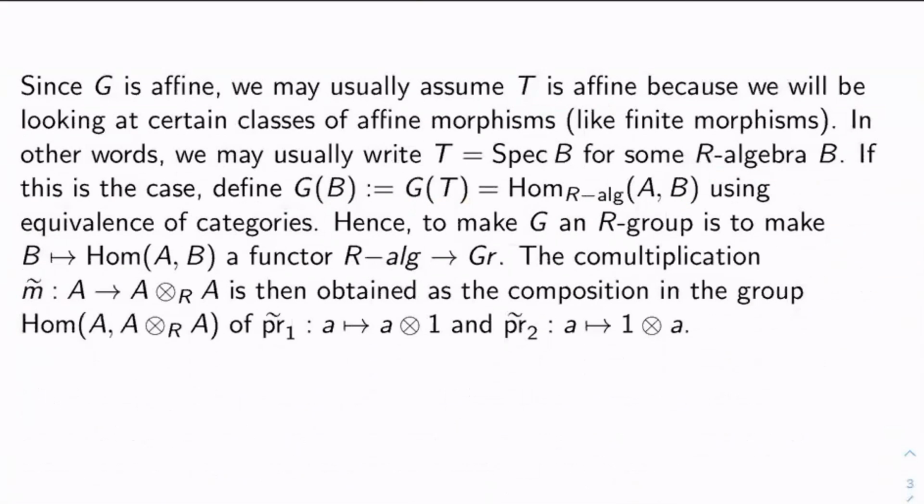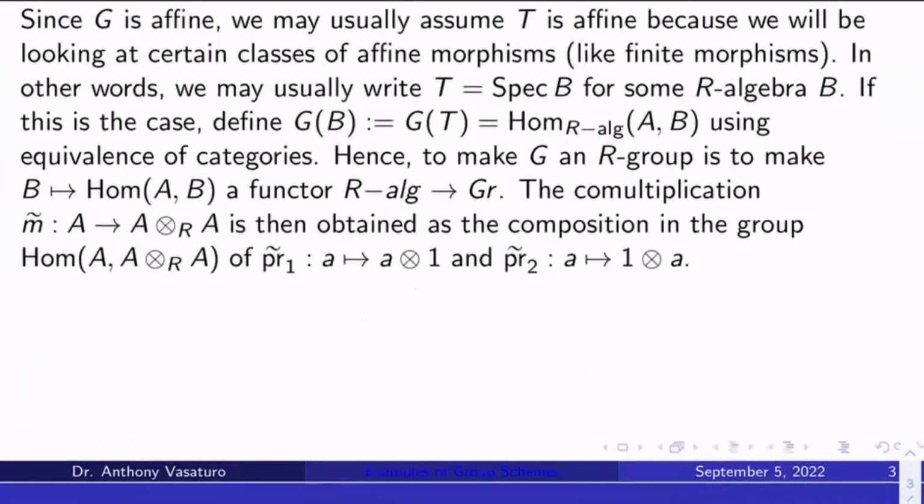Remember, affine schemes over R are categorically equivalent to R-algebras. And so to make G an R-group, it's actually enough to make the map that sends B to the homomorphisms from A to B a functor from R-algebras to groups. That's a ring-theoretic way of thinking about what we have to do, rather than a scheme-theoretic way. The co-multiplication M-tilde from A to A ⊗_R A is then obtained as the composition, in the group of homomorphisms from A to A ⊗_R A, of the tilde of the first projection with the tilde of the second projection. Again, that's what you expect to happen; this is just the ring-theoretic version of what happens with schemes.